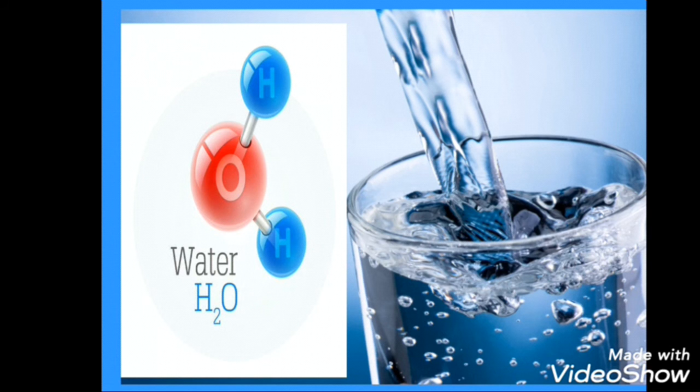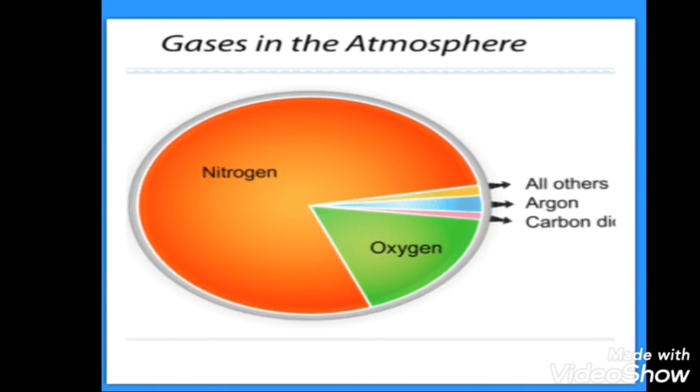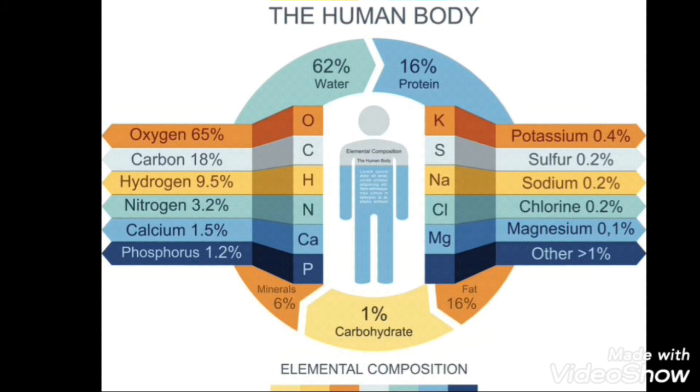Some important elements are present in common substances. In water, 2 atoms of hydrogen and 1 atom of oxygen. The composition of air includes 78% of nitrogen, 21% of oxygen and 1% of carbon dioxide, carbon monoxide, ozone, argon, krypton, xenon, neon, etc.